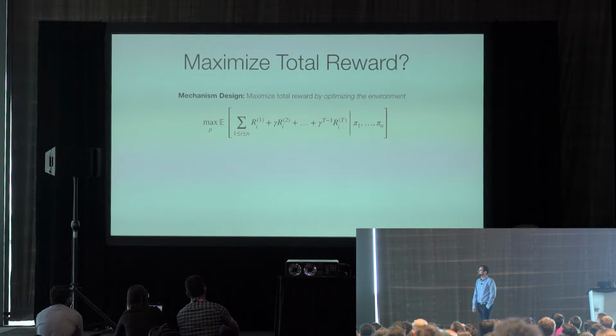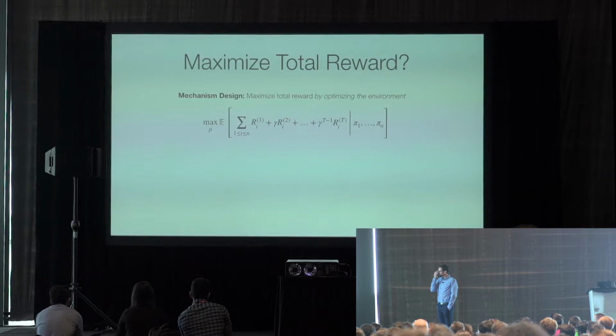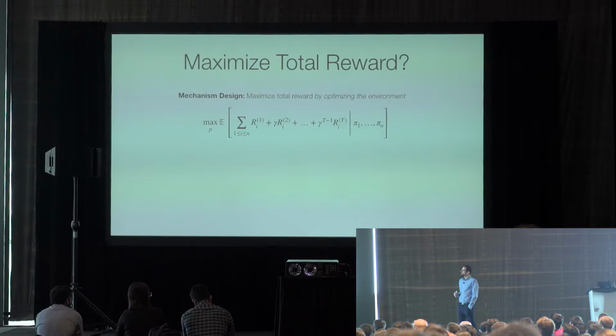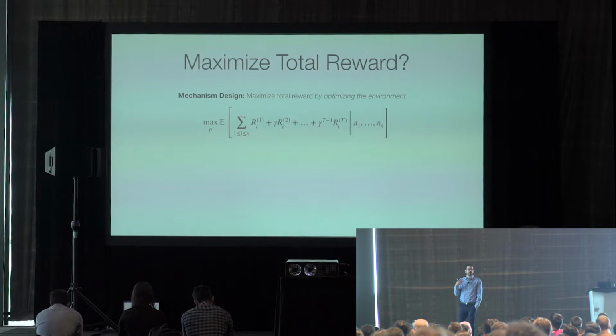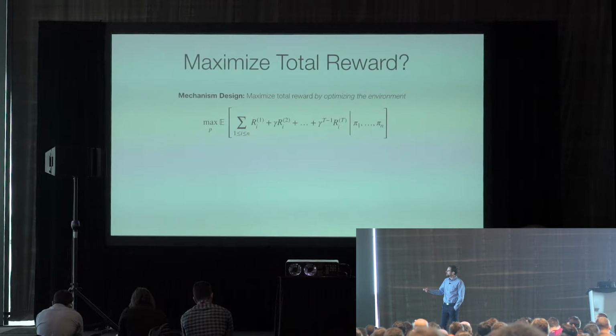Okay. So let's come back to another issue. And this is a little bit out of order so that I can make another point afterwards. So I said earlier on, maybe we want to maximize total reward. Maybe we're somehow benevolent. I want everybody's sum of rewards to be as big as it could possibly be. I'm going to do that by optimizing the environment. I'm going to maximize over P.